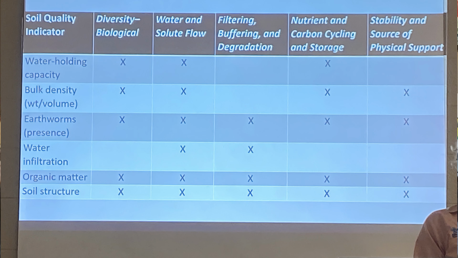And this is kind of what I was showing you, what a soil test would look like. The soil quality indicator is going to tell you the water holding capacity, bulk density, if there are earthworms, water infiltration, how much organic matter, and tell you about the soil structure.